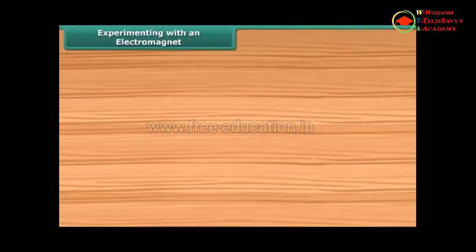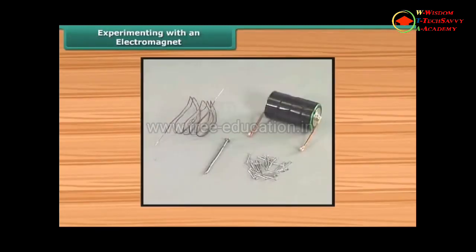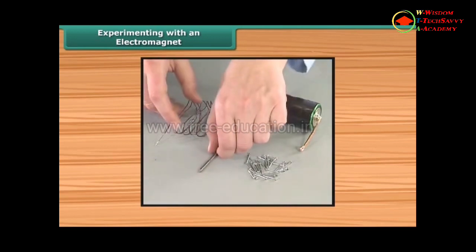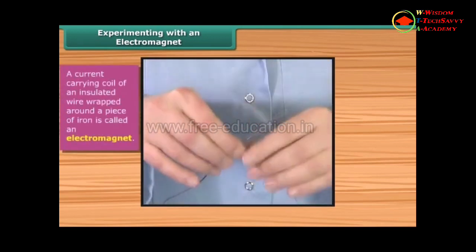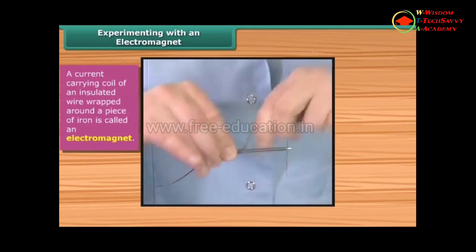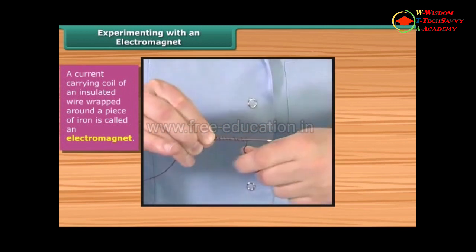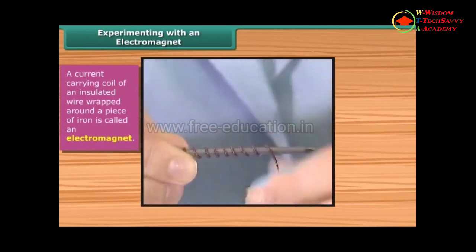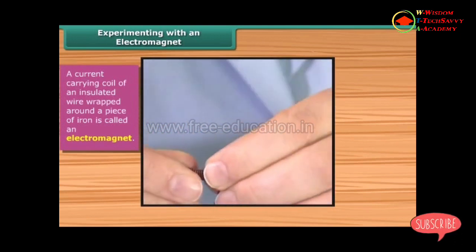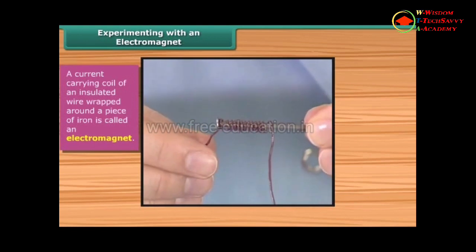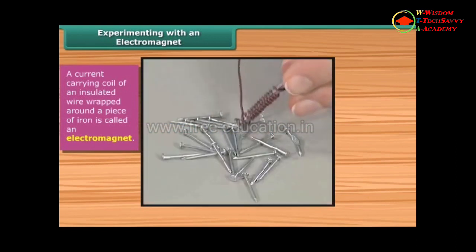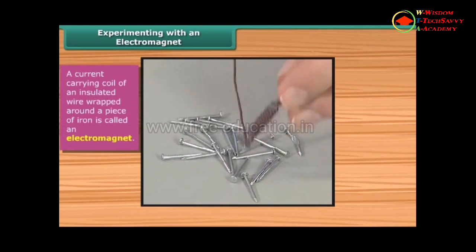Let's perform a simple activity to show the magnetic effect of current. Take a long piece of flexible wire and wrap it around an iron nail. This forms an electromagnet. Connect the free ends of the wire to the terminals of a cell through a switch. Now, place some pins near the end of the nail and switch on the current. We see that the pins cling to the tip of the nail.